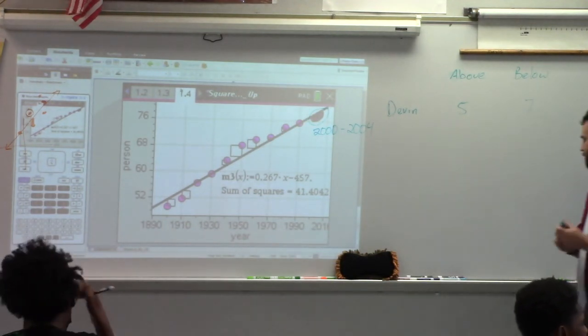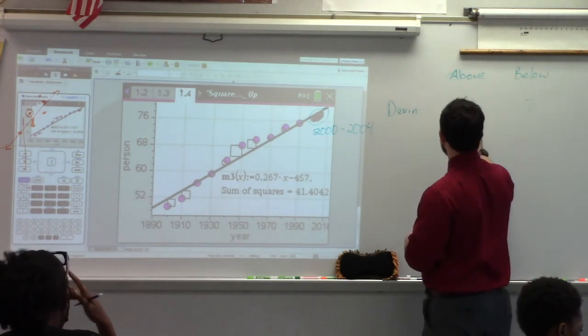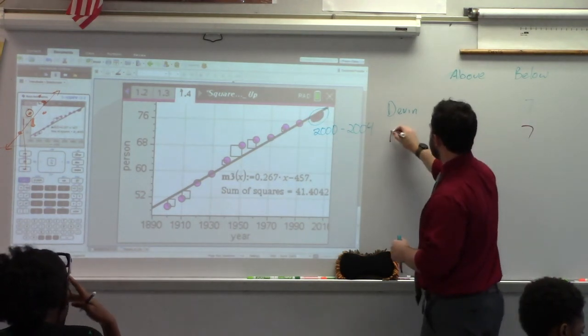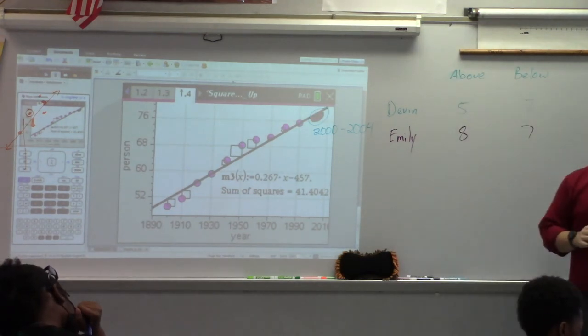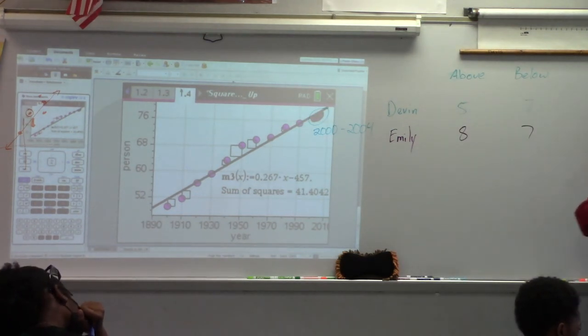Emily, what you got? 8 above, 7 below. I had 6 above, 9 below. Okay, so you had none below? What was your sum of squares though? 100? So could we have probably made those sum of squares a little bit smaller?